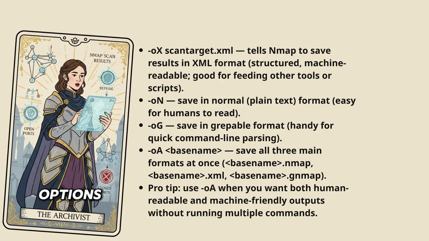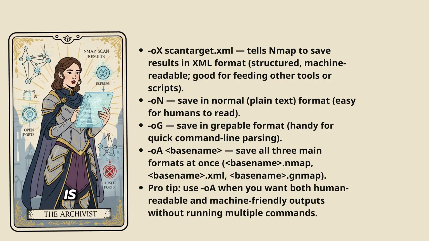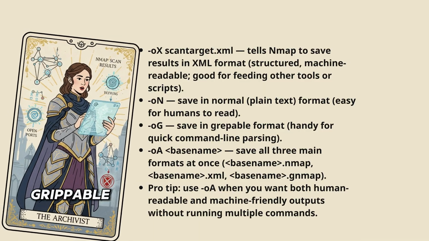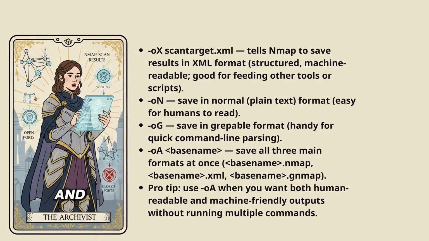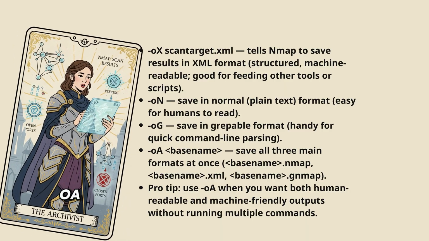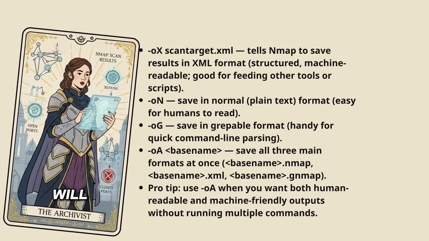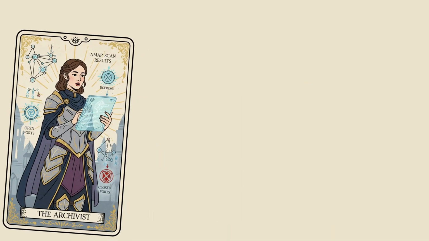But you have other options. You can use -oN for a normal text file, which is easy for humans to read. You can use -oG for a greppable output, which is great for quick command line scripting. And here's a pro tip. Use -oA for all with a base name like scan_target. Nmap will automatically produce all three main formats for you at once.